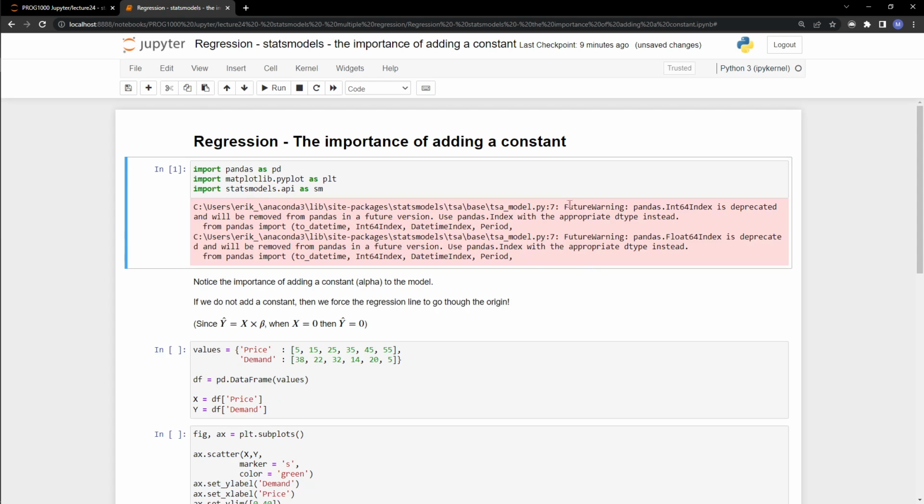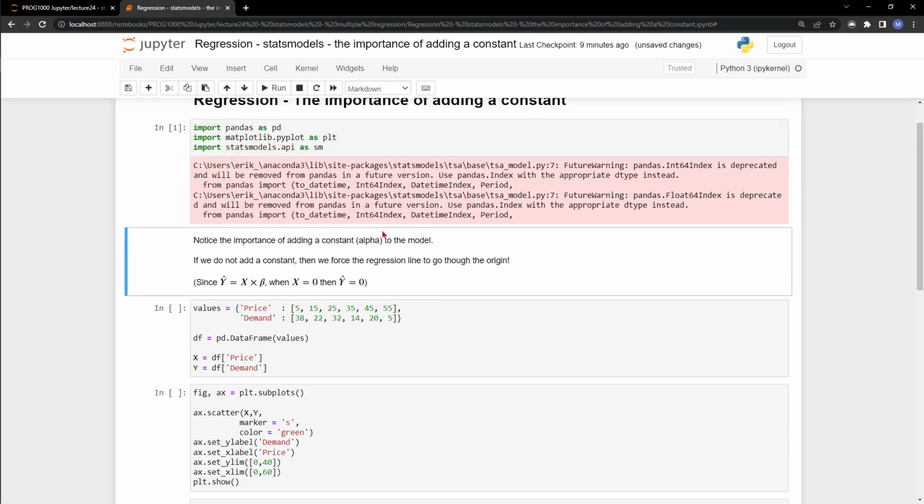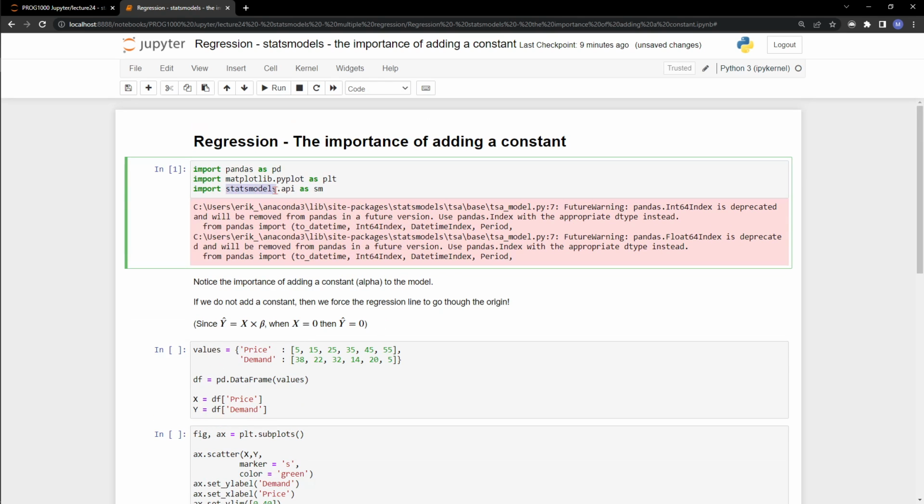Of course, we get a future warning, no need to worry about that, but we are going to show why adding a constant is incredibly useful in regression models. So this is a step which you should not forget, because with statsmodels, we have to add this constant ourselves. So we have to remember to do that.